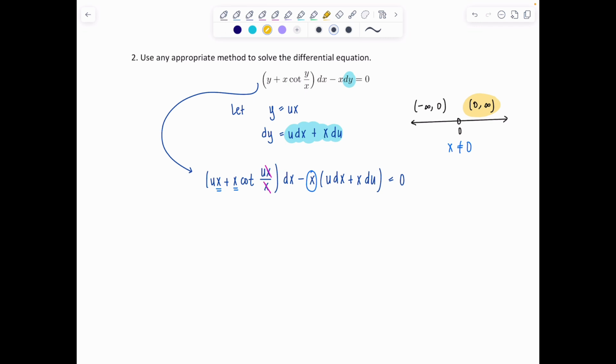Because then later on, if we have any absolute value bars around x or something, we can just drop them because we know everything's going to be positive over there. So that's the interval I'm choosing, but you should state it, okay?